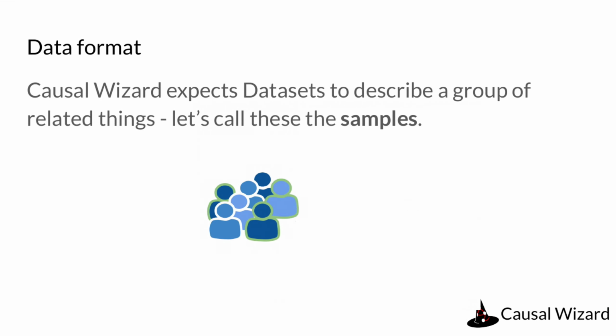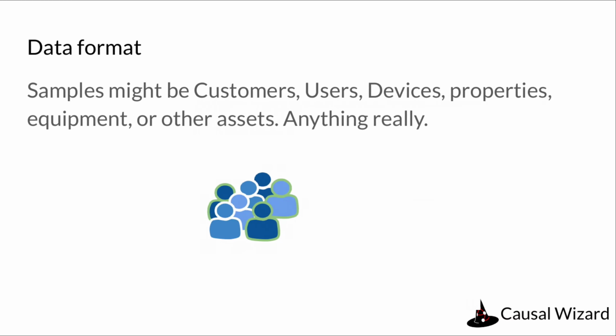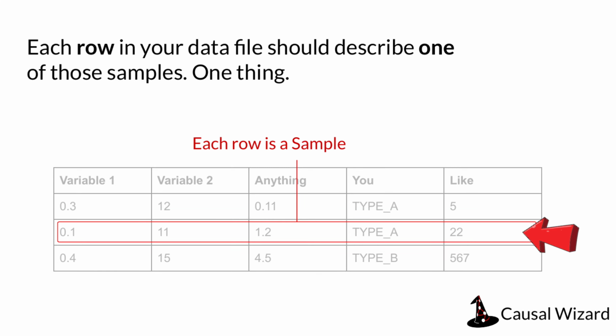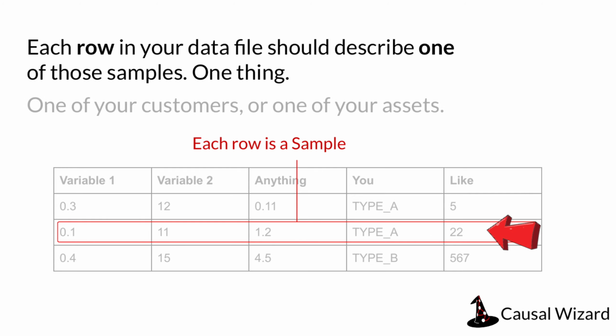Causal Wizard expects datasets to describe a group of related things. Let's call these the samples. Samples might be customers, users, devices, properties, equipment, or other assets. Anything really. Each row in your data file should describe one of those samples. One thing, one of your customers, or one of your assets.